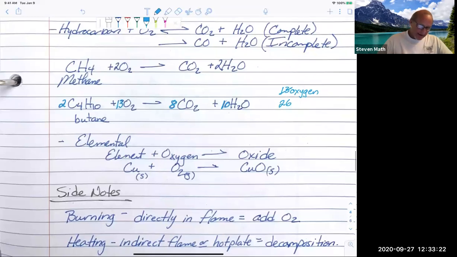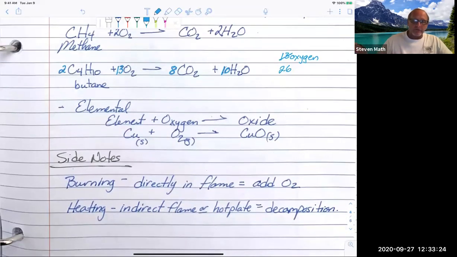Okay? And then there's also elemental combustion. Elemental combustion is where we take an element and we simply combine it with oxygen to make an oxide. If it's a transition metal, pick any charge you want. Pick 2. Transition metals oxidize with a +2 oxidation state. That's pretty safe almost all the time. Okay? Let's put it together now.